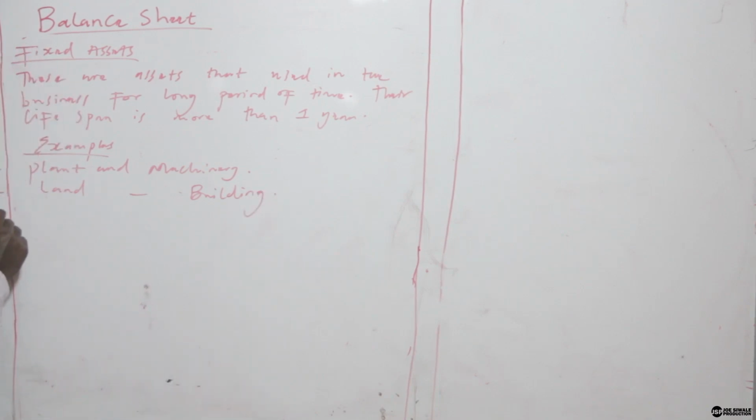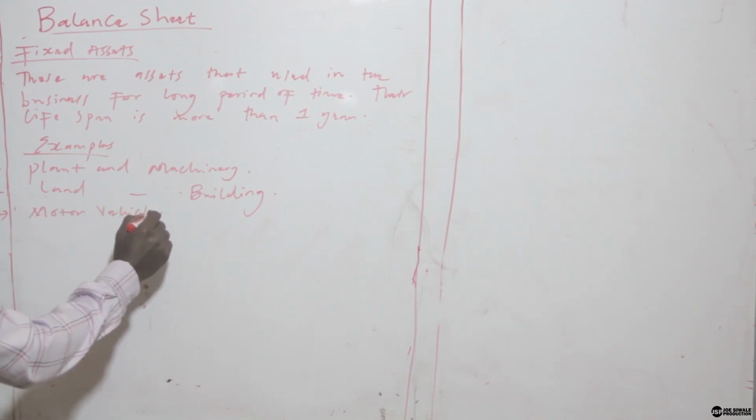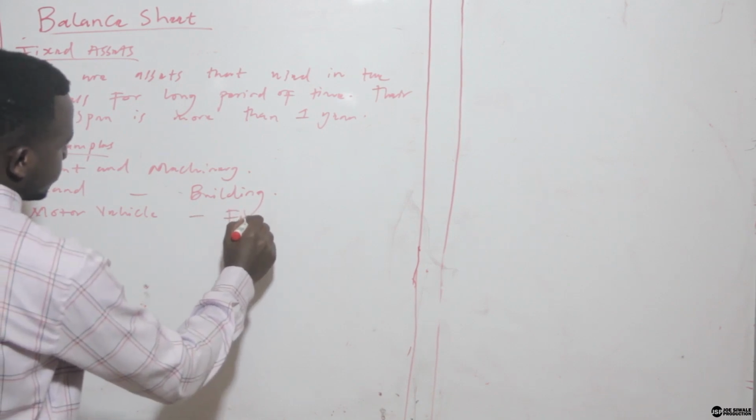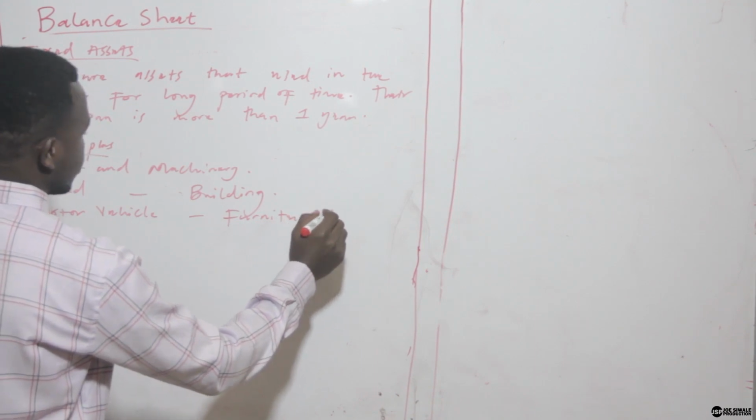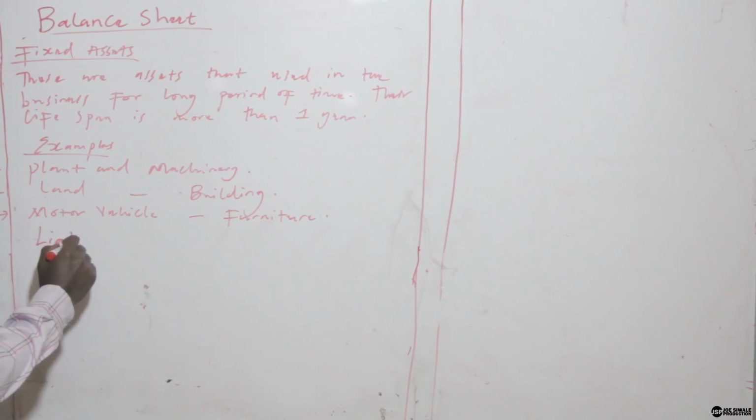Then we are also having motor vehicle. Then we can also have furniture. So these are examples of fixed assets. So I've said plant and machinery, land, building, motor vehicle, furniture. Let us now look at liabilities.